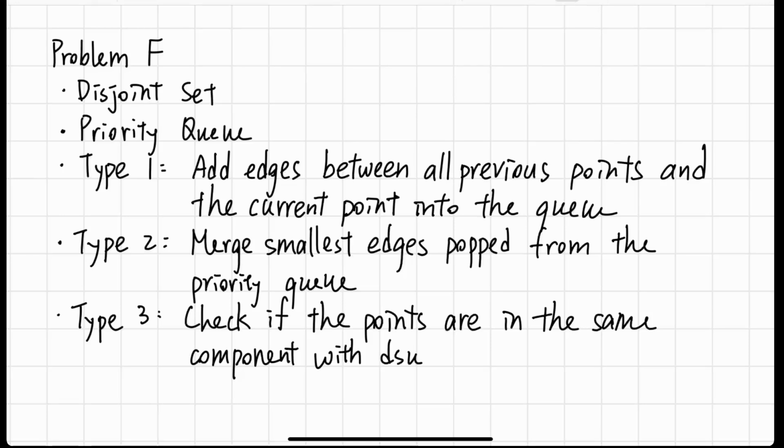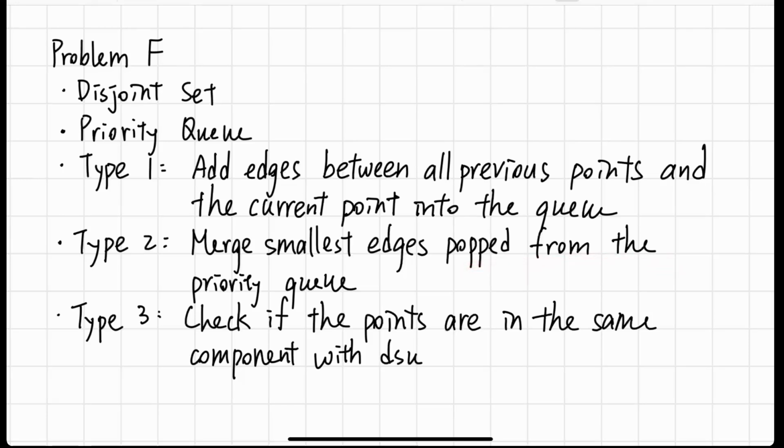Then for type 1 queries, we add the new point and add edges between all the previous points that we have and our current point into the queue. So we compute the distance between all the previous points and the new point that we added and push it into the priority queue.